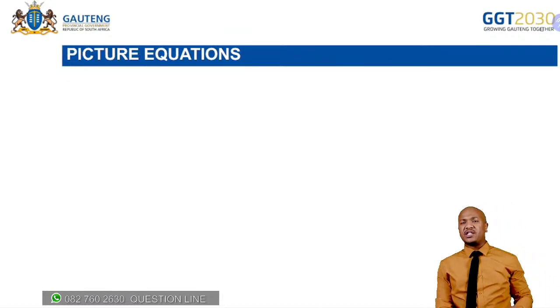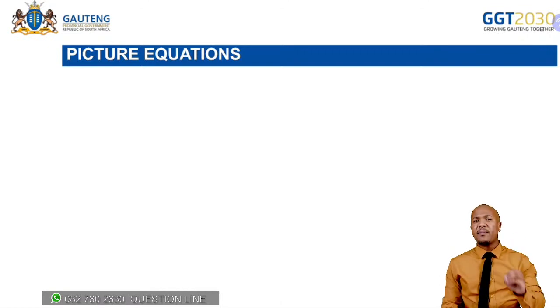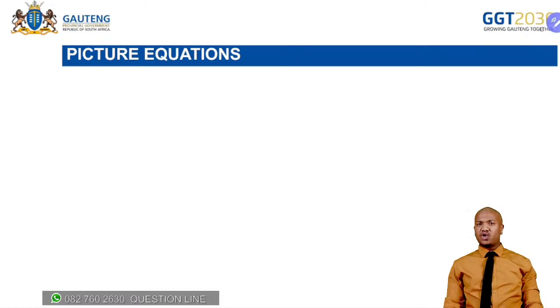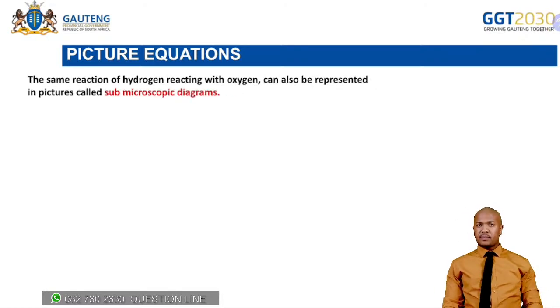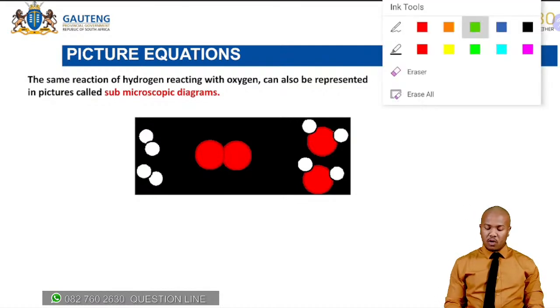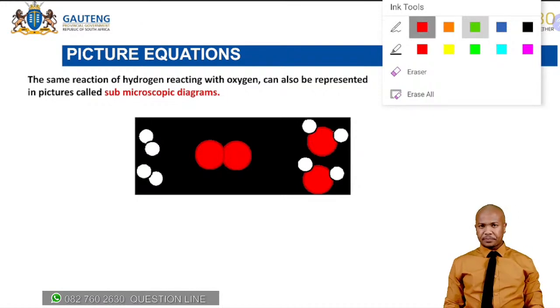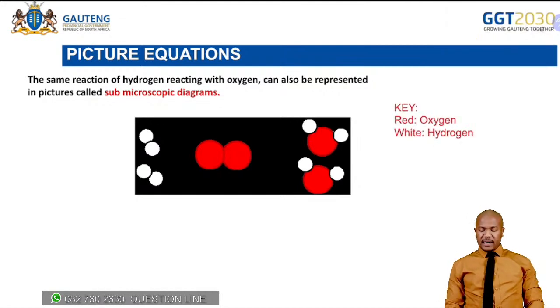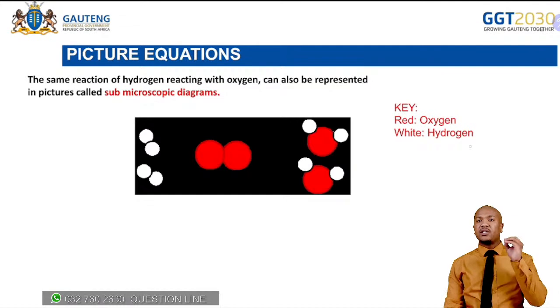Now, picture equations. We're going to use the same example again. Water, right? But picture equations. How do we represent it in pictures? As you can see there, the same reaction of hydrogen reacting with oxygen can also be represented in pictures called submicroscopic diagrams. Here is our submicroscopic diagram here. And please note that the red circles there are our oxygen atoms and the white circles are our hydrogen atoms.